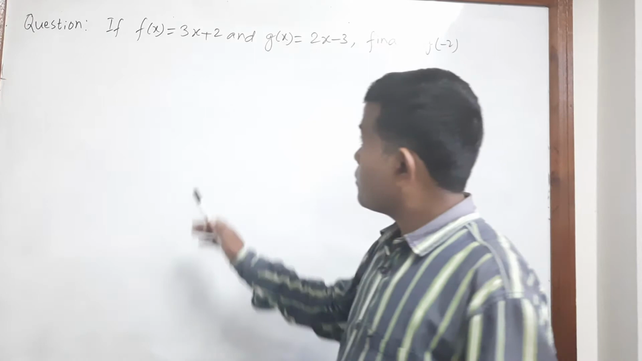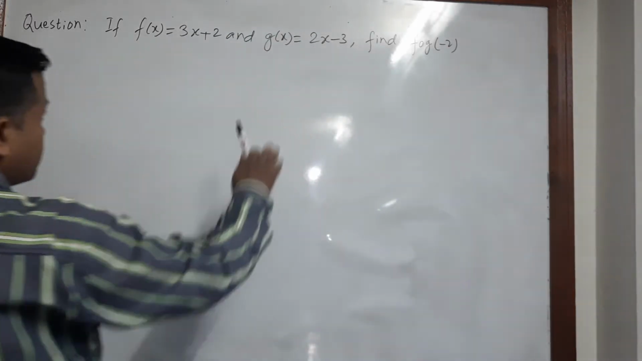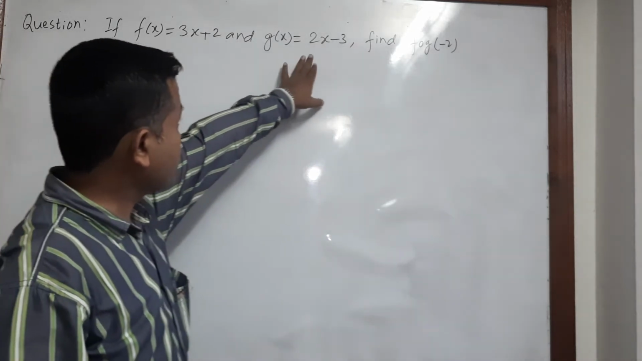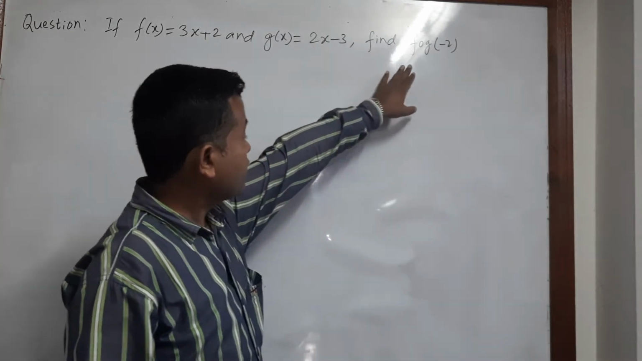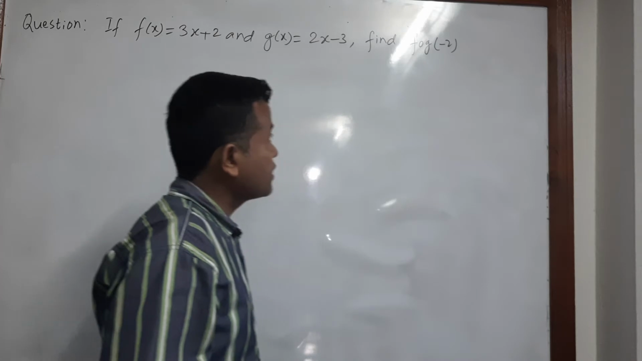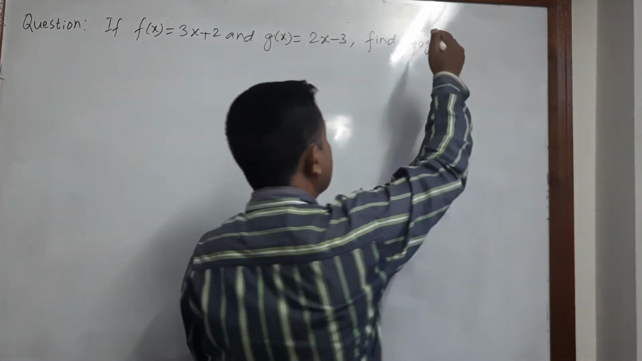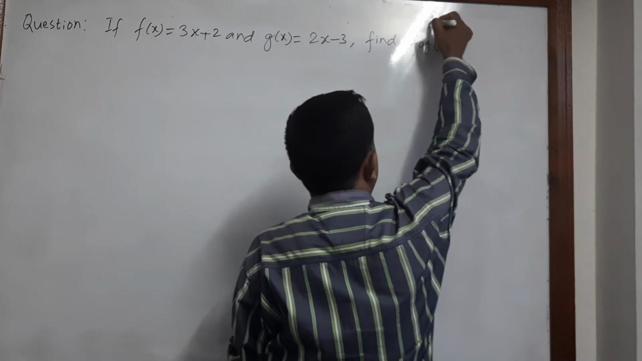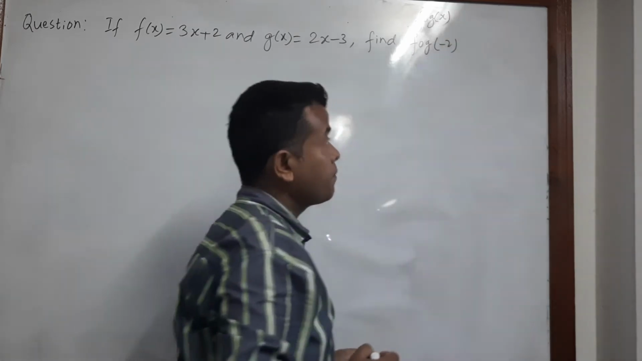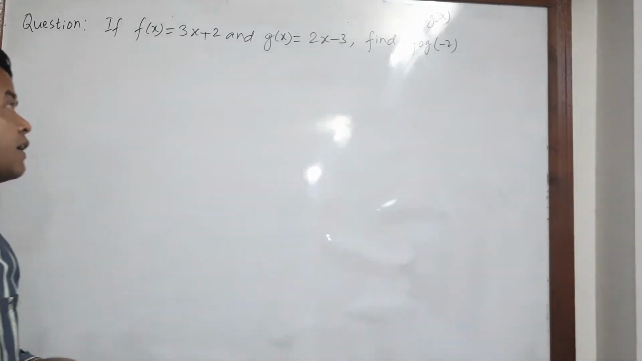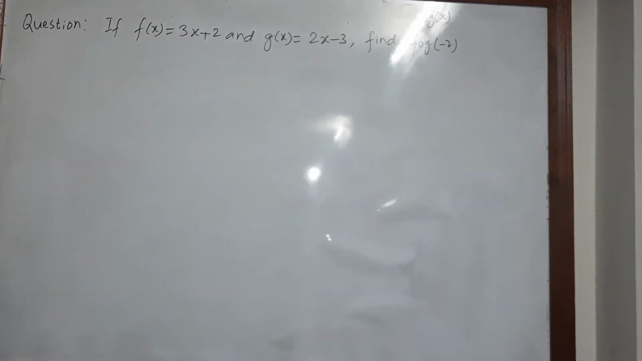Okay, now we have one more question on composite functions. Here f(x) = 3x + 2 and g(x) = 2x - 3. We have to find f of z minus 2. In such problems, first of all we should find f of z(x), and then this x is replaced by minus 2 and we find f of minus 2.